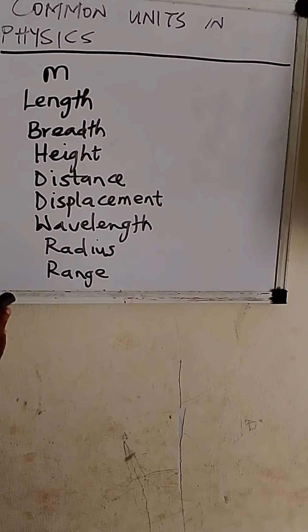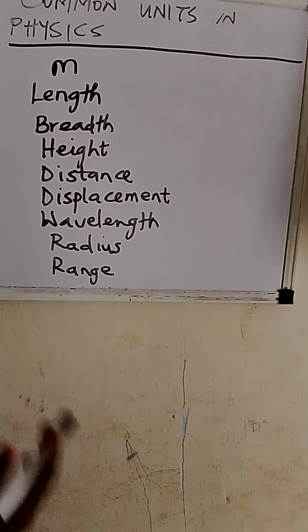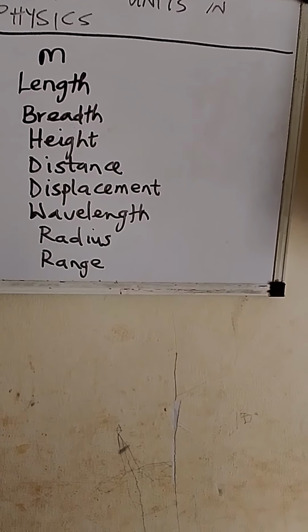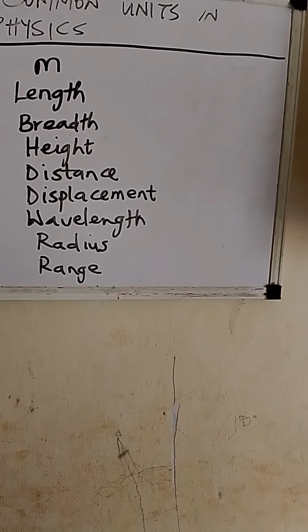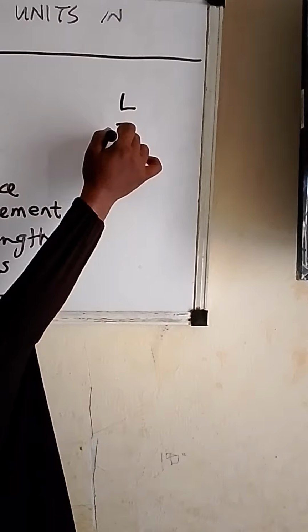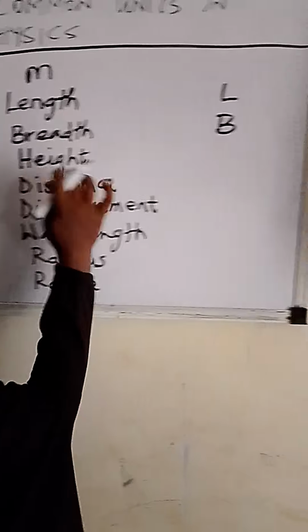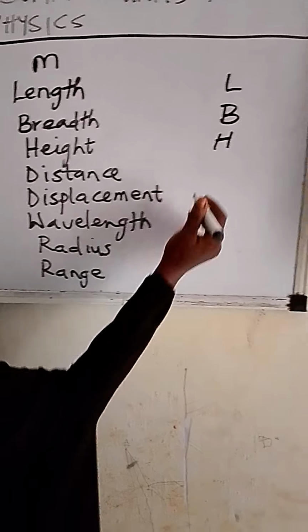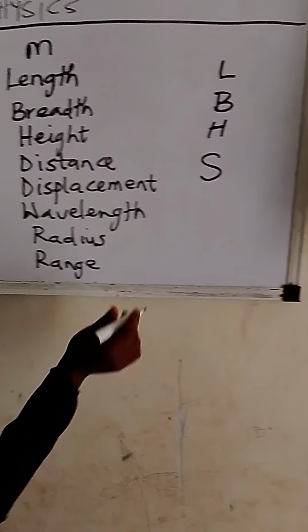Now, knowing these quantities alone will not solve the question. Also, knowing what is used in representing them is a good one. When you see length, we use L to represent it. When you see breadth, we use B to represent it. When you see height, we use H to represent it. Distance and displacement, we use S to represent them.